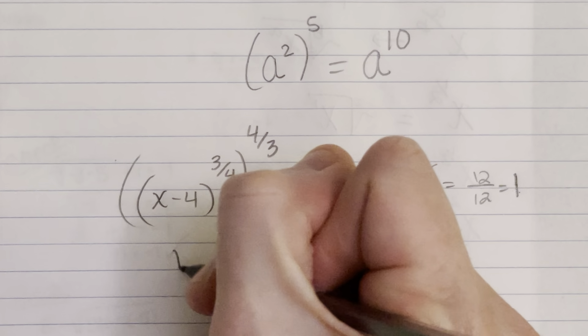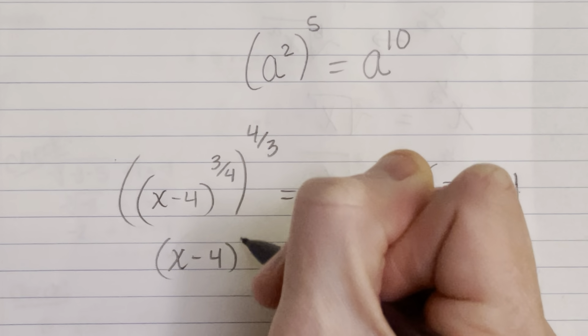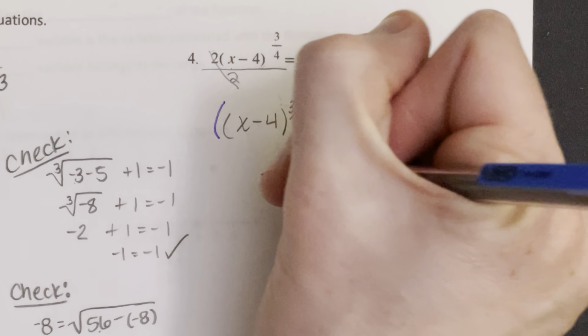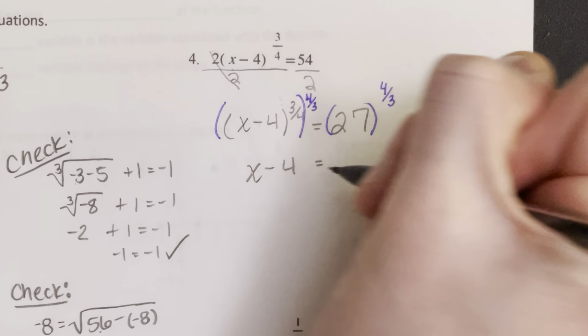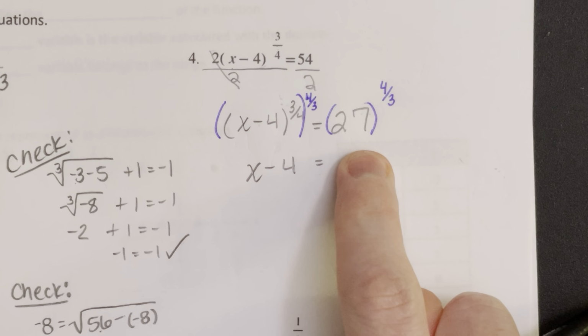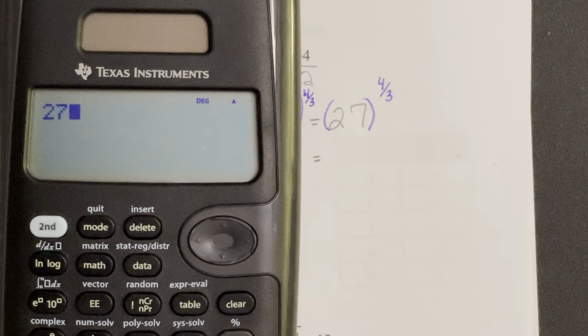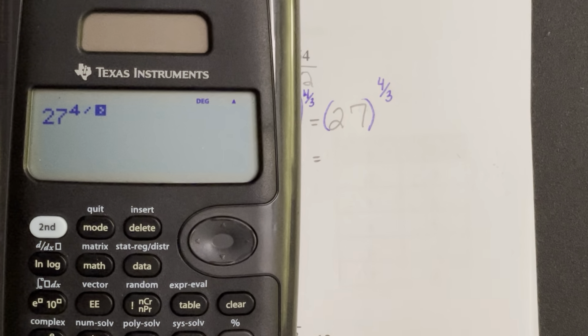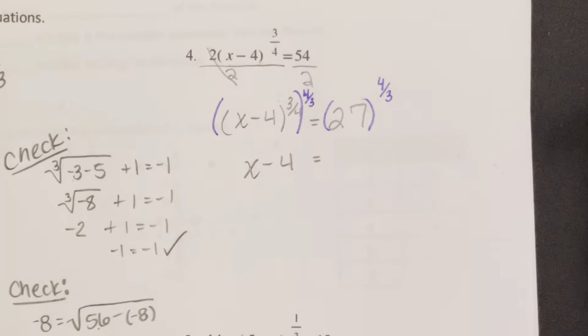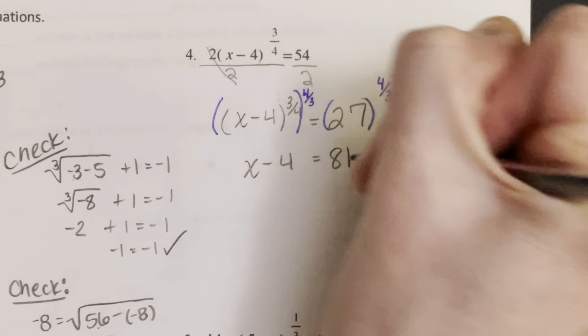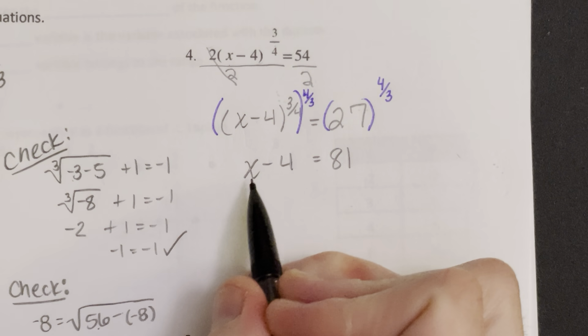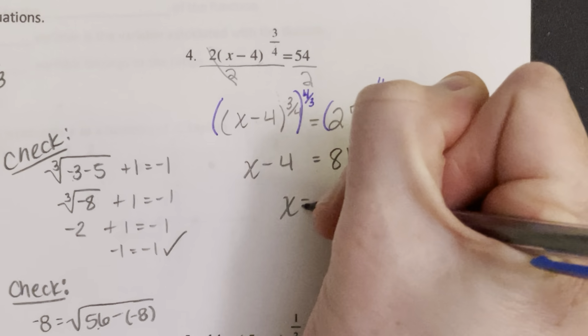So that's why we wanted to raise it to the reciprocal power, because it would just be x minus 4 to the first. So we have x minus 4, which is equal to whatever 27 to the 4/3 power is. You can use your calculator for that. But 27 to the 4/3 is 81. Now I can just solve for x. Add the 4 to the other side, we get x equals 85.